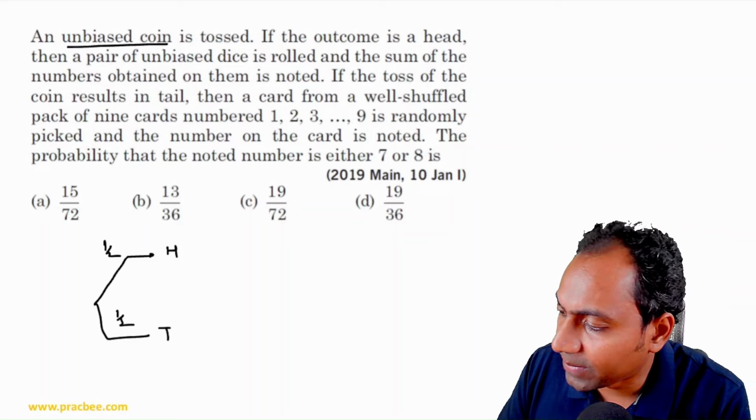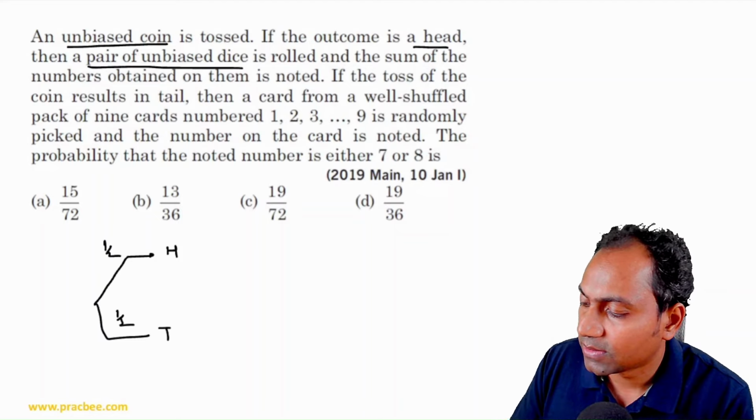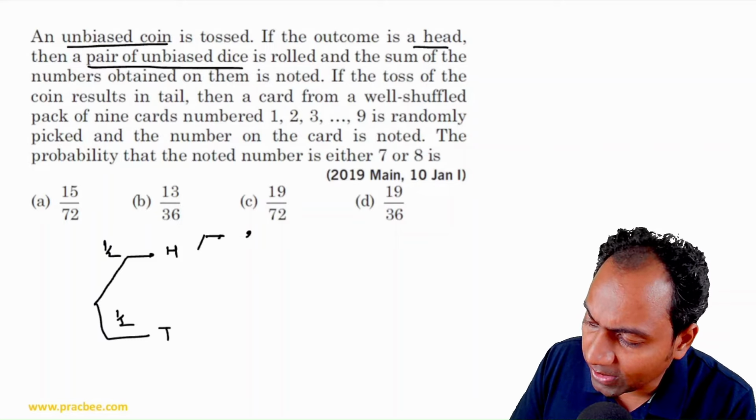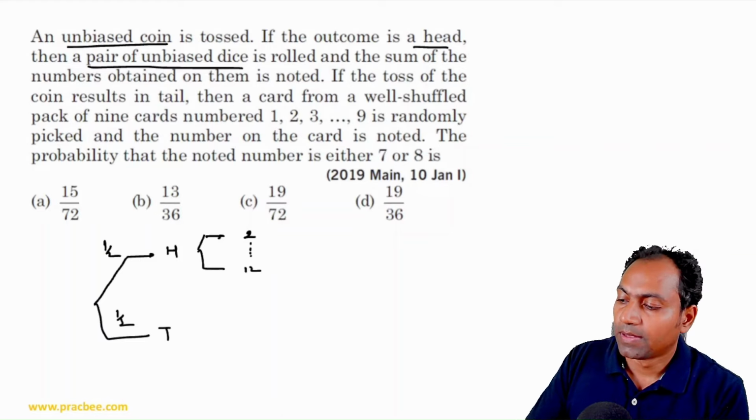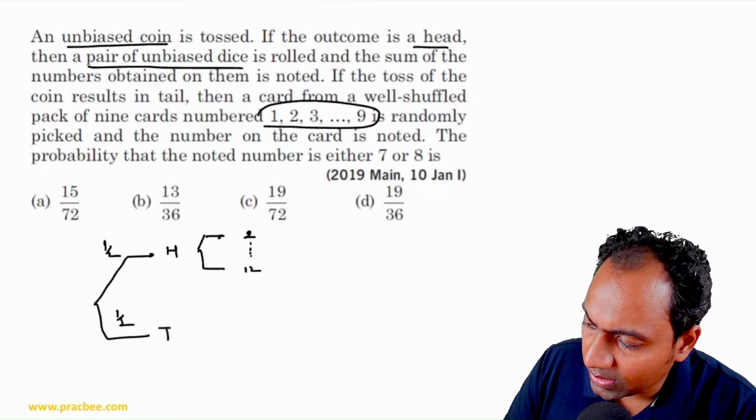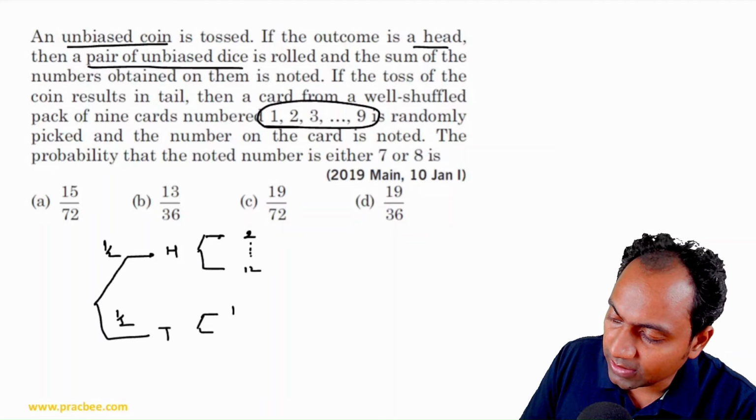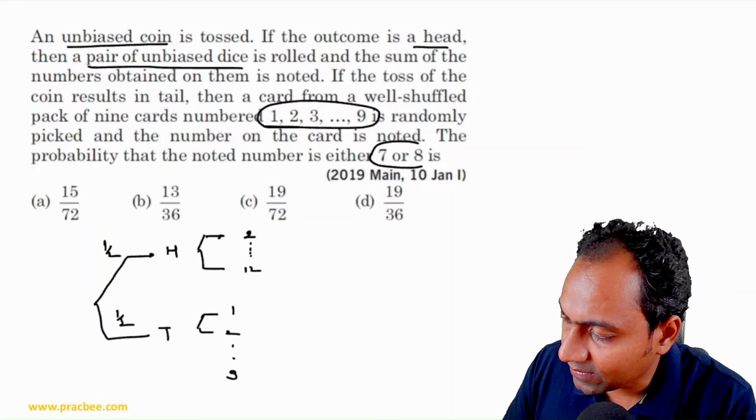Now if the first thing happens, if head is the outcome, then they are rolling a pair of unbiased dice. So if you roll a pair of unbiased dice and note down the sum, we have done this multiple times, the sum can be from 2 and then 3, 4, 5 till 12, when 6 plus 6 will happen. If tail comes, out of these 1, 2, 3, 4, 5, 6, 7, 8, 9 numbered cards, they are picking a card. So again, you can see that 1 can come as outcome, 2 and up till 9 can come. What they're asking is, what is the probability that we get either 7 or 8?